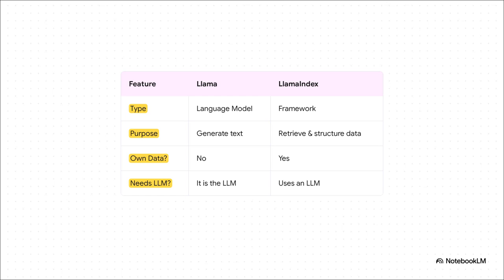Okay, so let's clear something up, because this confuses a lot of people. It's actually really simple. Llama is the model that generates the text. It's the thinker. LlamaIndex is the framework that goes and gets the data for the thinker. The best analogy? Llama is the brilliant professor. LlamaIndex is their personal librarian who brings them the exact right book.